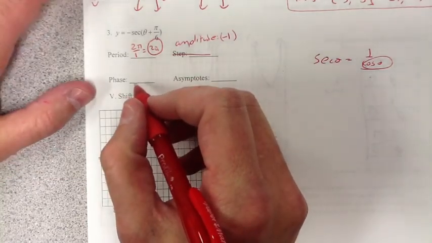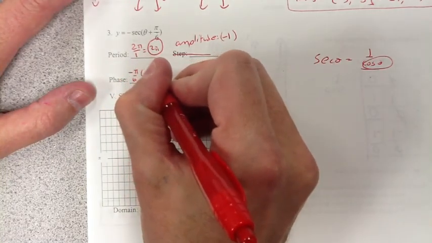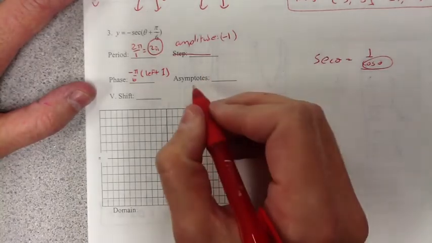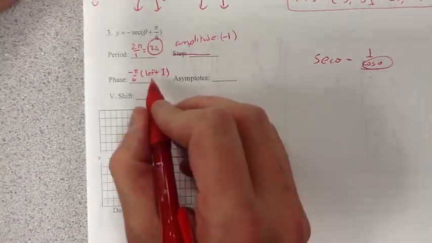Our phase shift, we do have a phase shift this time, it's negative pi over 6, so remember that's left 1 tick mark. To get the asymptotes, again, we're going to get those from the graph, especially because of our phase shift.